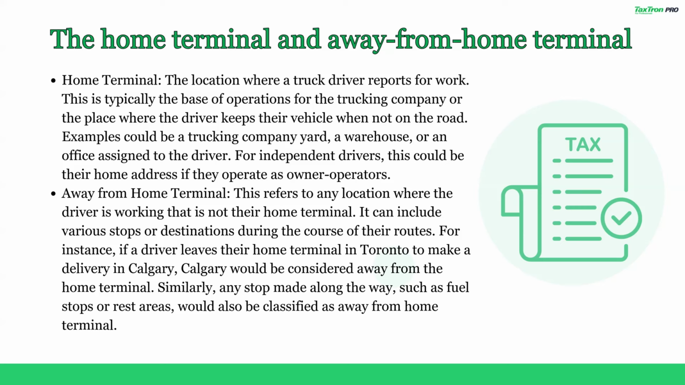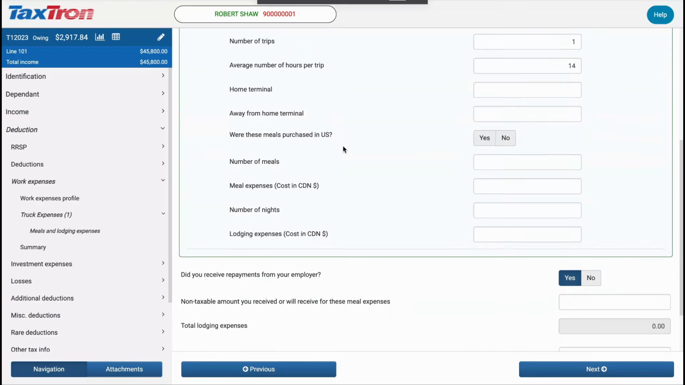For instance, if a driver leaves their home terminal in Toronto to make a delivery in Calgary, Calgary would be considered away from the home terminal. Similarly, any stop made along the way, such as fuel stops or rest areas, would also be classified as away from home terminal. We will skip these two for this scenario.